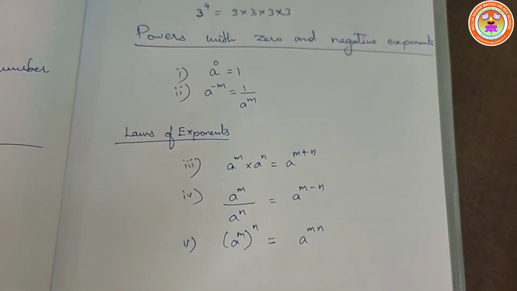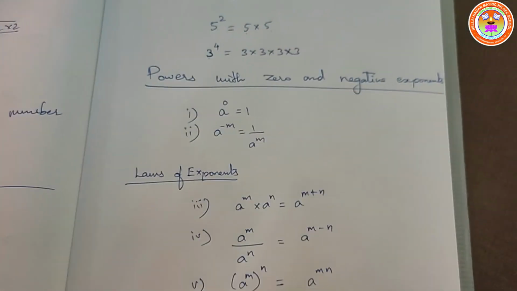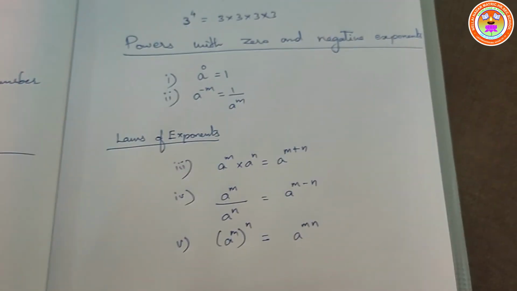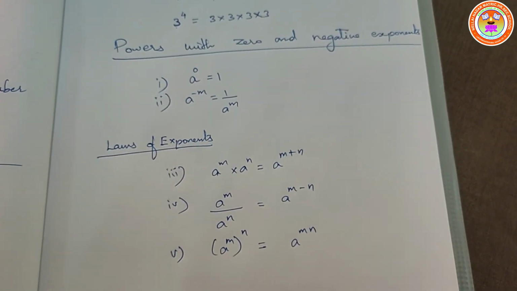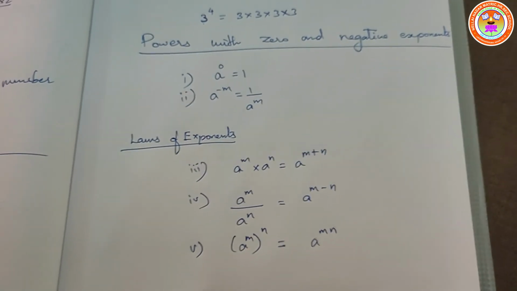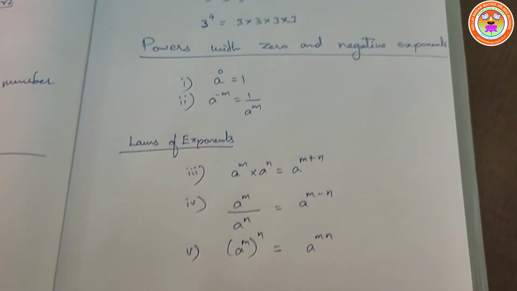Next class I will ask the formulas. Clear children? So you sit and revise the 3 laws and the 2 powers with 0 and negative exponents. So altogether 5 you have to memorize. Thank you children. We will see in the next class.